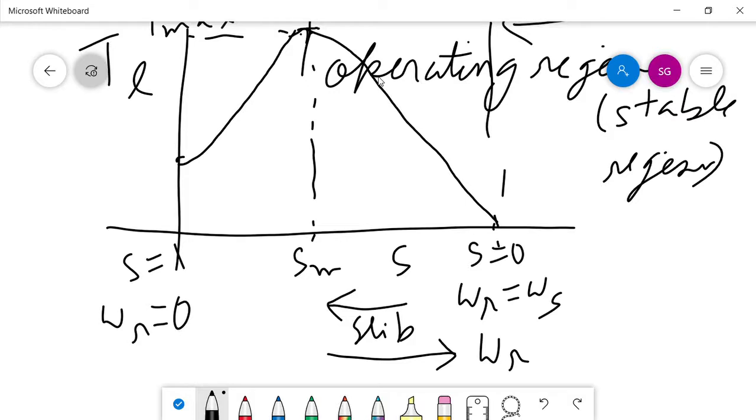Now, let us analyze this with a load torque characteristic. So we will have a load torque. Let us say this is a load torque.